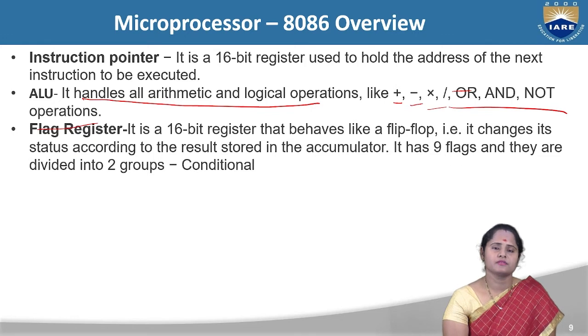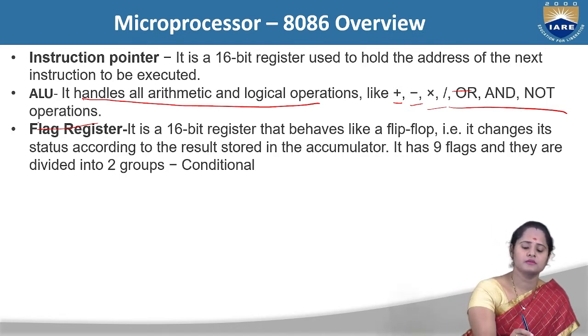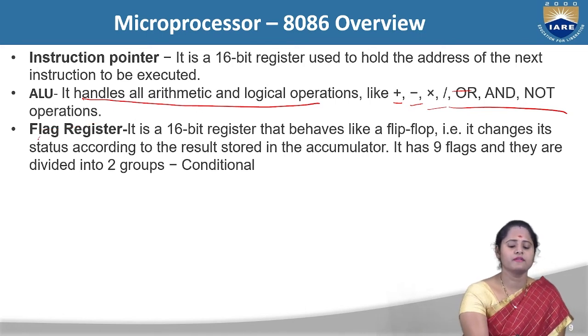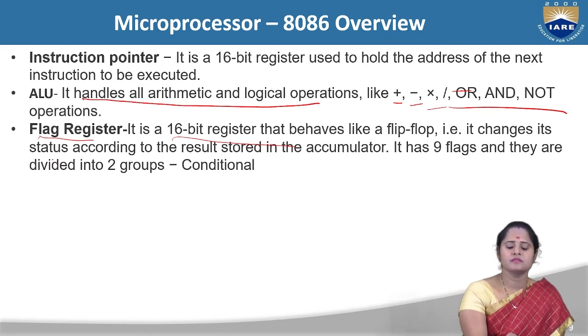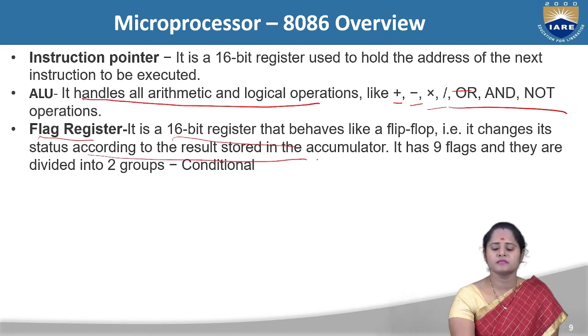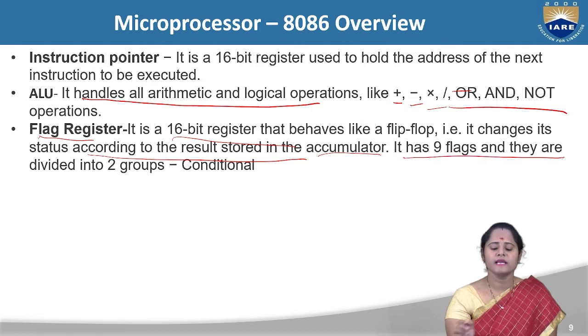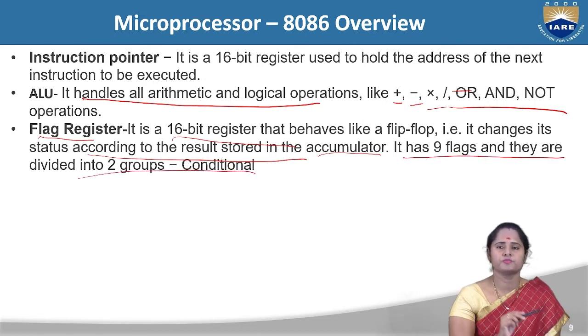Next, the flag register. As we have discussed, the flag register is present in the execution unit and stores the status of my ALU. The flag register is a 16-bit register. A flag is a basic flip-flop, which will set and reset according to the status of my ALU, and it changes the status according to the result present in the accumulator. It has 9 flags which are divided into 2 groups.